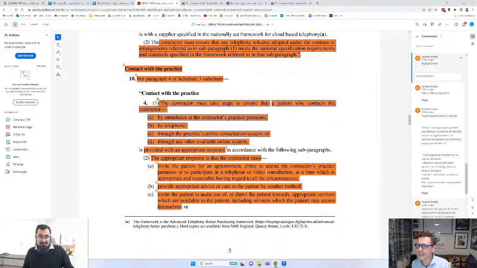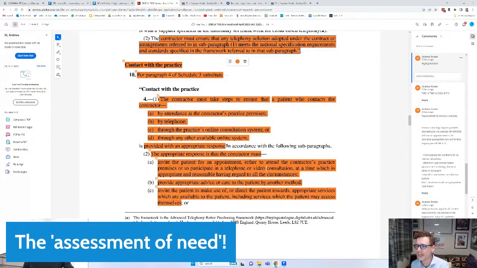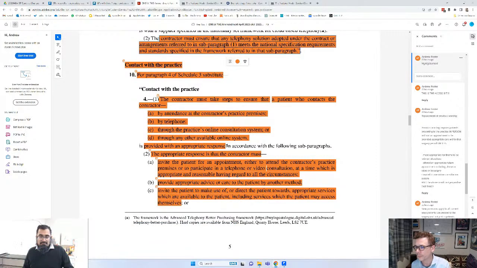It's not actually a long section, but this contact with the practice is the bit that I think everybody has been talking about, and that's the most controversial part of this statutory instrument. So this is the big bit. This is a substitution. Paragraph 4 in Schedule 3, which dealt with contact with the practice, has been essentially substituted and replaced with new wording. So what was there before?